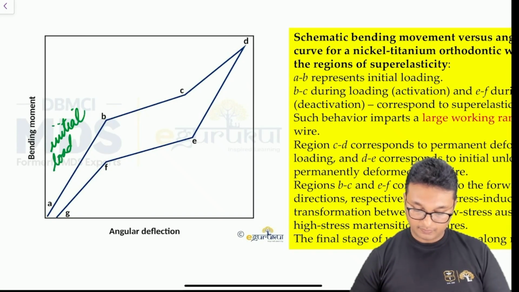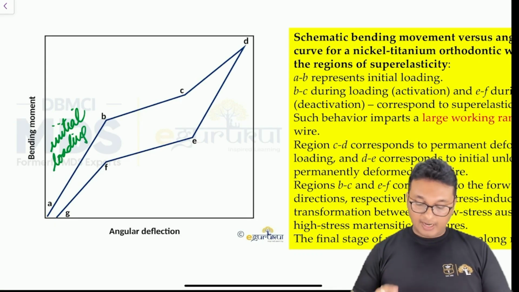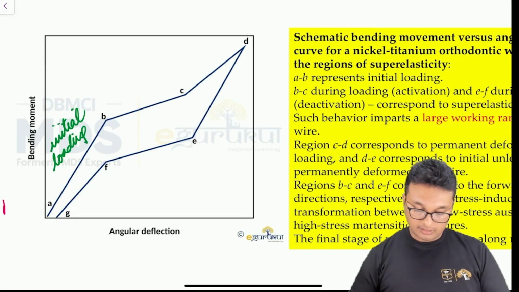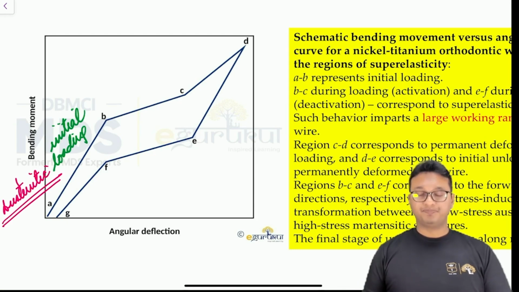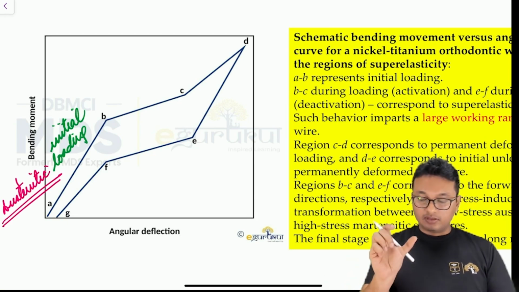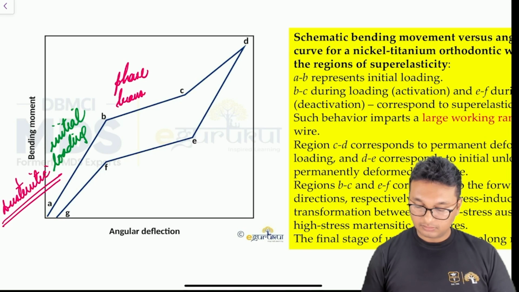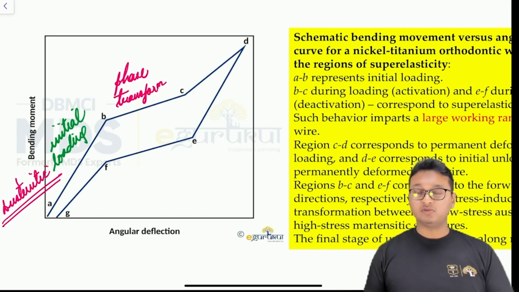So A to B represents initial loading. That means in the initial stage, the nitinol was present in the austenitic crystal form. Now, after the initial loading, the B to C graph is known as phase transformation. That means austenitic is getting converted into martensitic form by a process known as twinning.